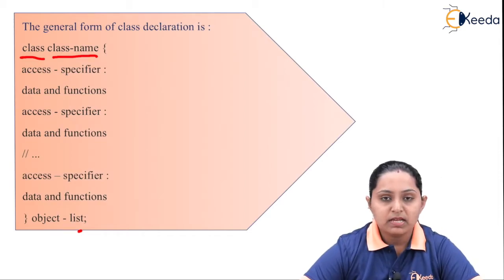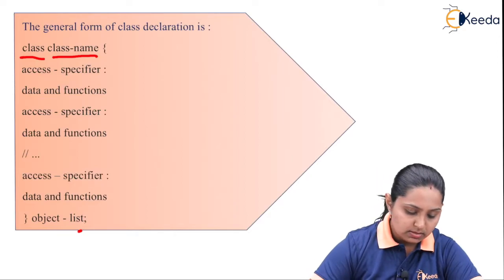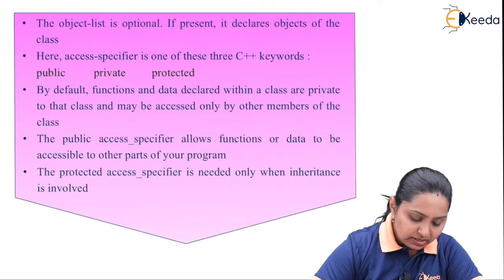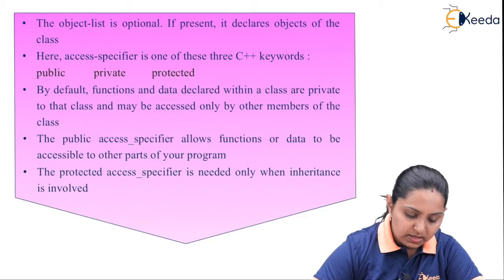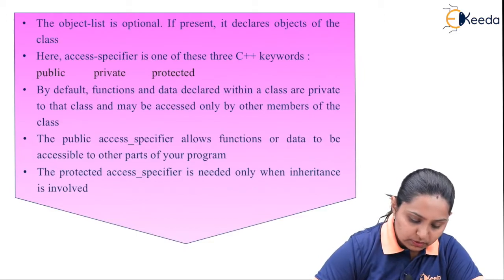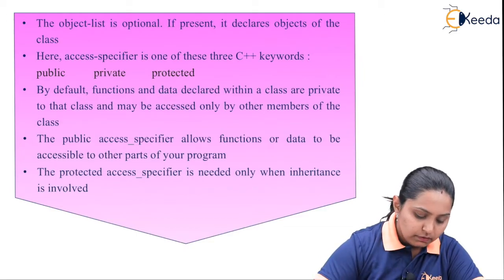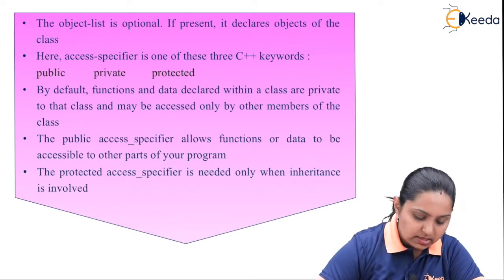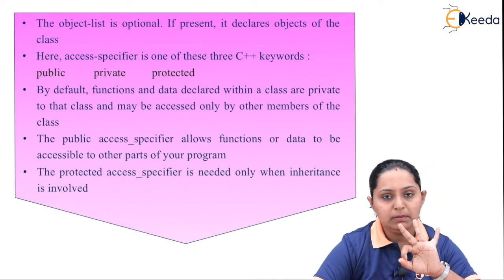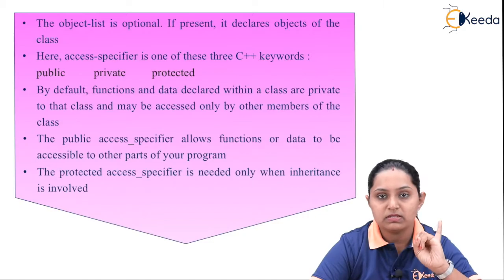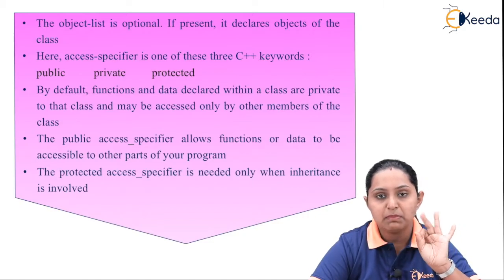At the end, when you say the object list, what does it mean? The object list is optional. If it is present, you can declare objects at the time of defining the class. But what does access specifier mean? There are 3 access specifiers present in C++. First is public, then private and protected.